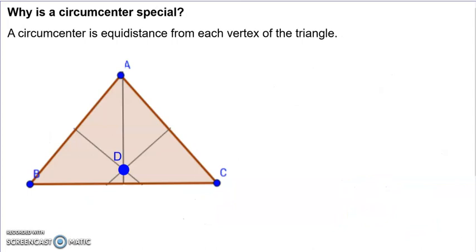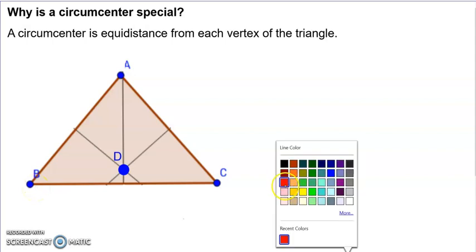So why is a circumcenter special? A circumcenter is special because it is equidistant from the vertices of the triangle. So if I give you that triangle we looked at earlier, ABC, where D is the circumcenter, what I know is if I connect the vertices of the triangle, let's do blue.